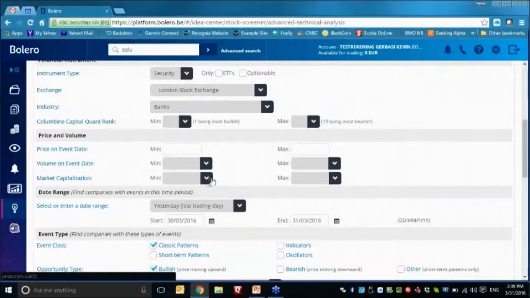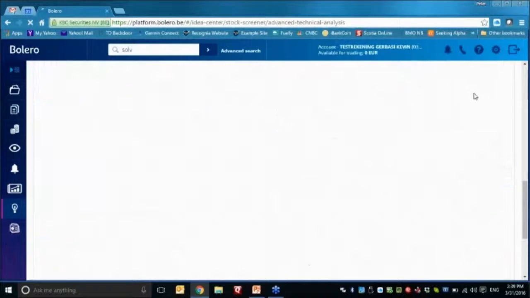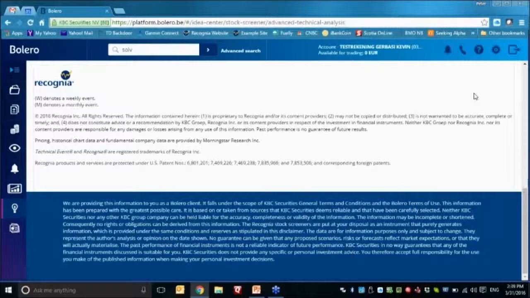And maybe I want to have a certain market cap, so I only want big banks, so maybe $1 billion market cap. And then I want to look, let's suppose, over the last 2 weeks for bullish classic patterns or short-term patterns in that market. So I'll say search. So we'll look into Recognia's database and see if we can find any examples of technical events that match the requirement that you've actually put in place.